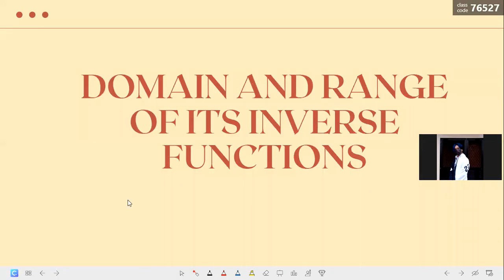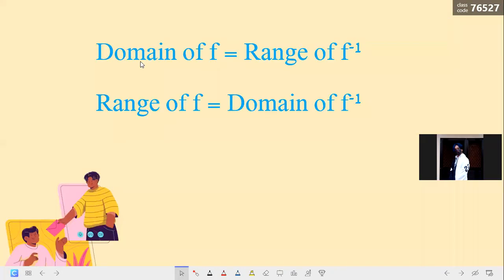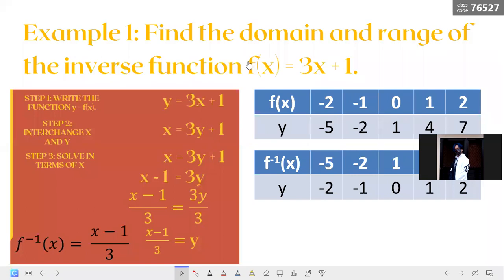Then let's have the domain and range of its inverse function. Last topic na yata ito. Yan. So since you know how to find the inverse, it'll be easier now for you to find the domain and the range, because the domain and the range are actually the values of your f inverse of x, and then the y. So ito lang po: the domain of the given function will be the range of its inverse, while the range of the original function will be the domain of its inverse.